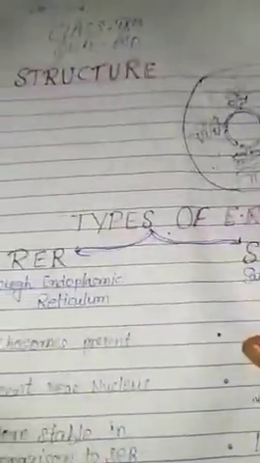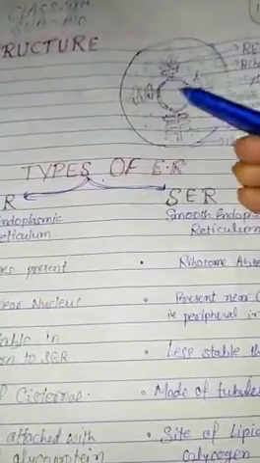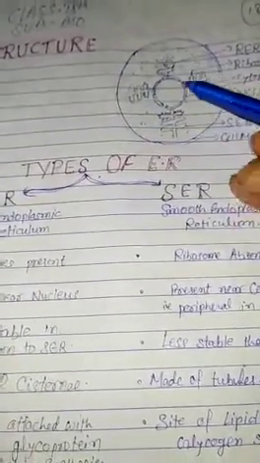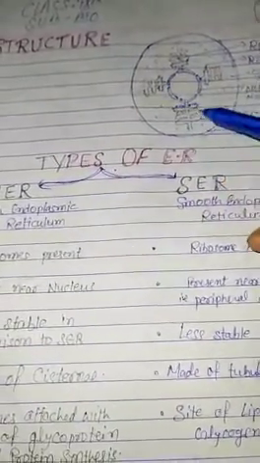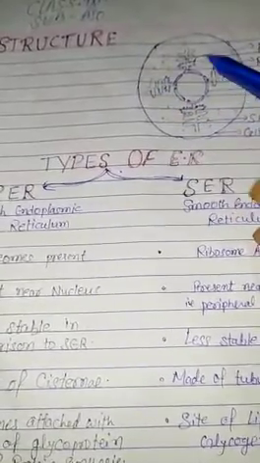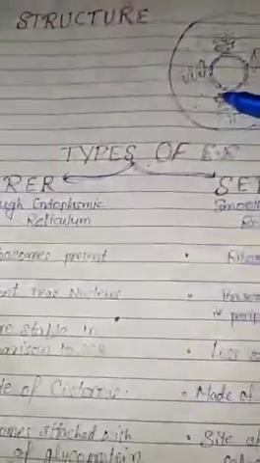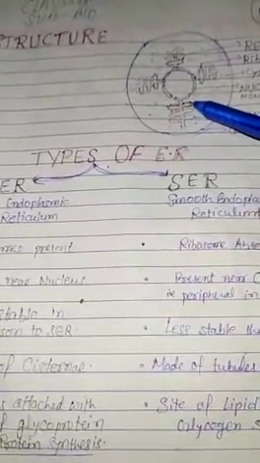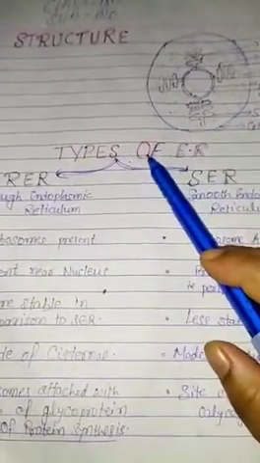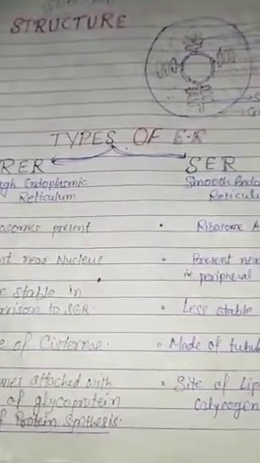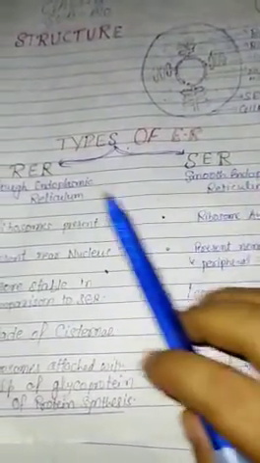Now look at the structure of the endoplasmic reticulum. I have shown it to you in the first video. Inside the cytoplasm, near the nucleus, it is scattered here and there in many numbers, so it forms the framework. It is a membranous structure. Ribosomes occur over the endoplasmic reticulum. So there are two types of endoplasmic reticulum: rough endoplasmic reticulum and smooth endoplasmic reticulum.